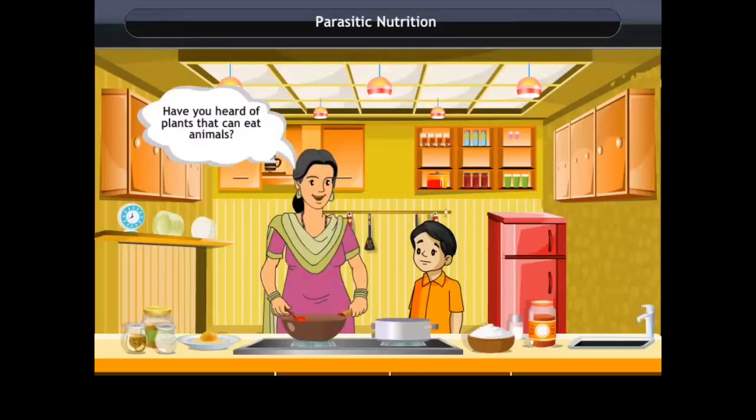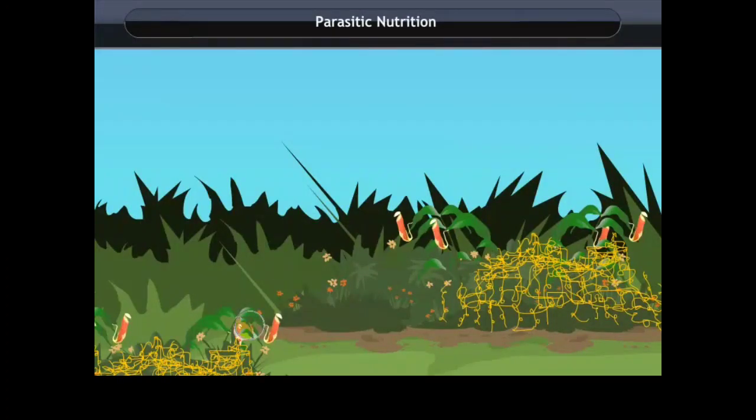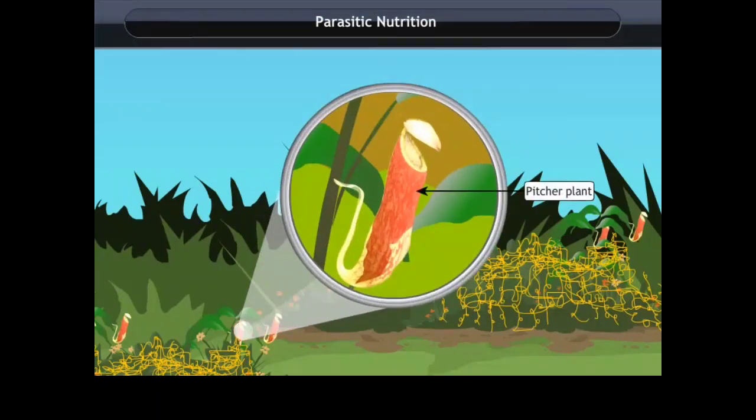Have you heard of plants that can eat animals? Pitcher plants have leaves that form a lid, which can open and close the mouth of the pitcher. When an insect lands in the pitcher, the lid closes and the trapped insect gets entangled in it. The insect is digested by the digestive juices secreted in the pitcher. Such insect-eating plants are called insectivorous plants.